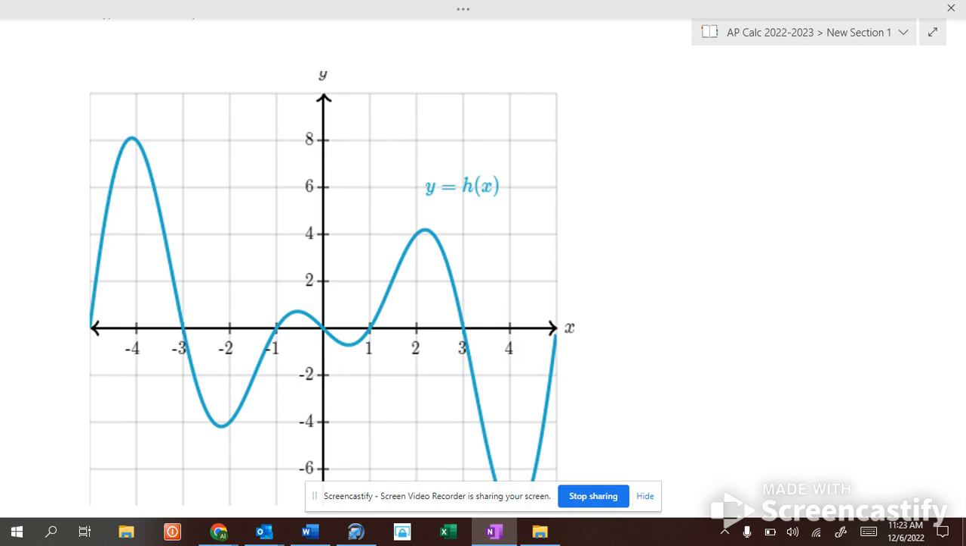So, from about here to here, it's concave down. From here to about here, it's concave up. From here till about here, it's concave down. From here till about here, it's concave up. From here to about here, it's concave down. And from here to here, it's concave up. Do you see how that works?